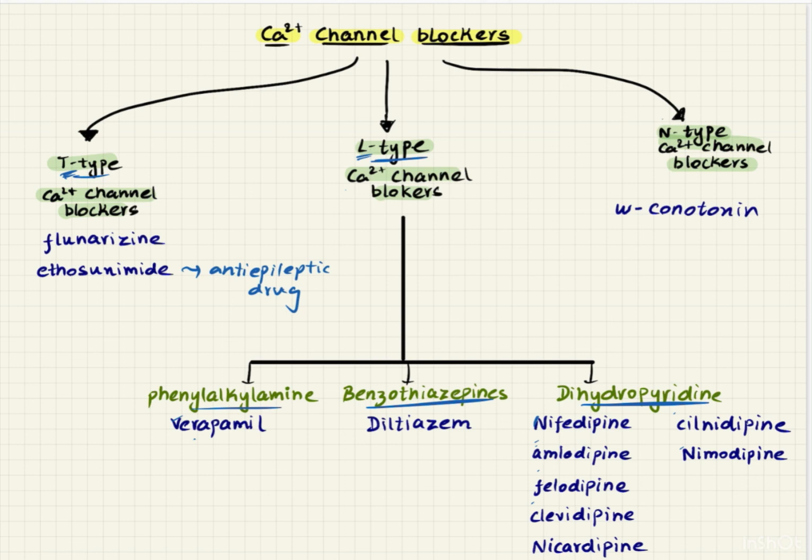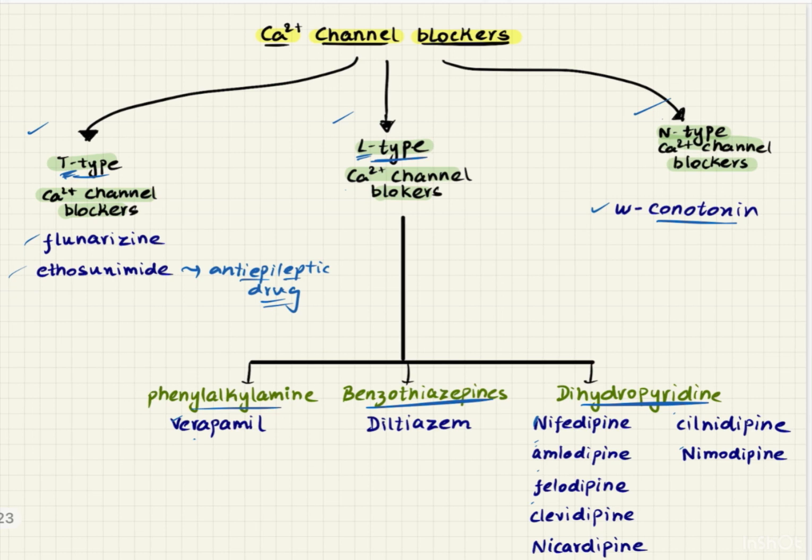Broadly, calcium channel blockers can be classified into three different types: T-type, L-type and N-type calcium channel blockers. These T-type calcium channel blockers include flunarizine and ethosuximide. Ethosuximide is an anti-epileptic drug and flunarizine is used for migraine prophylaxis. And these L-type calcium channel blockers are what we'll be discussing in this video in detail. And we also have N-type calcium channel blockers, and examples of N-type calcium channel blocker include omega conotoxin.